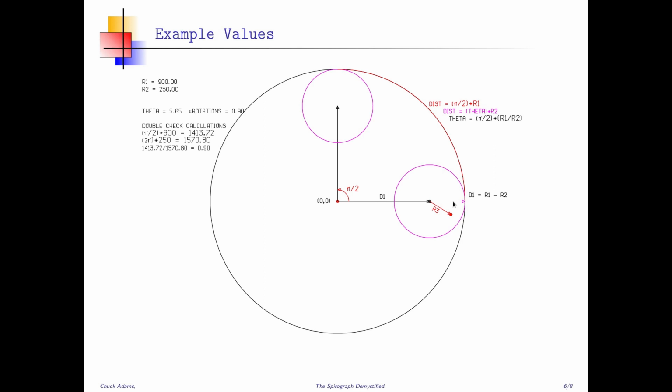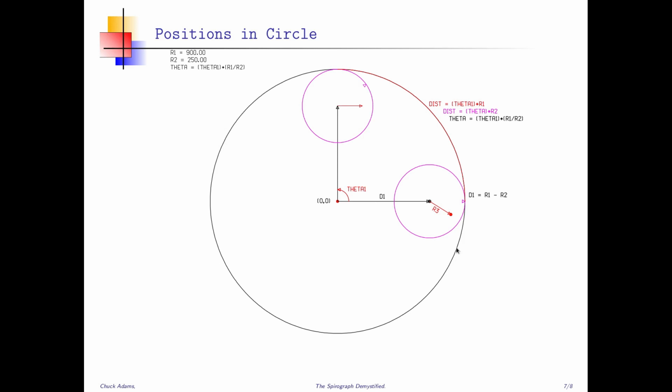For this drawing, I had R1 is 900. That's just my units. You can say 900 millimeters, whatever. And R2, the small disk, has a radius of 250. So the rotation angle of the small disk is equal to theta 1, whatever angle you move here, times R1 over R2. So that's our little formula.